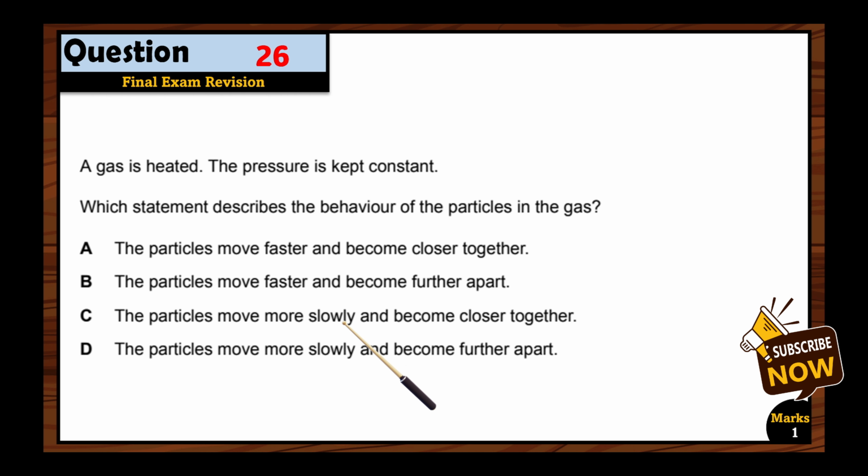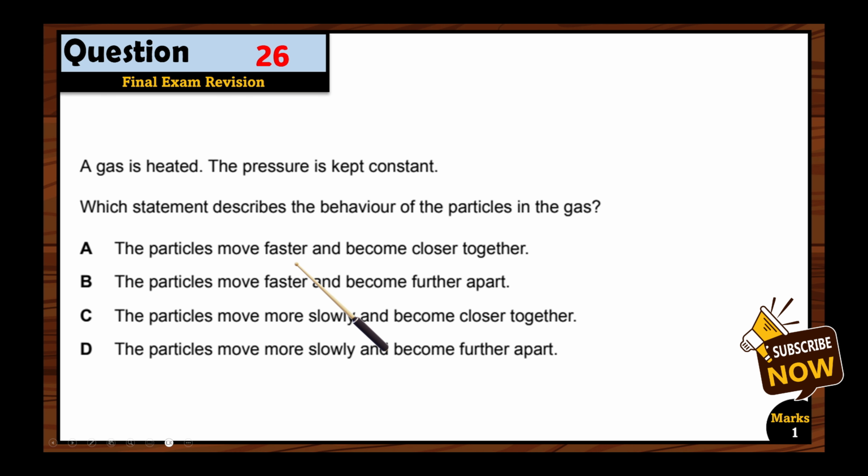Let's see question number 26. A gas is heated, the pressure is kept constant. Which statement describes the behavior of the particles in the gas? So we have heated a gas and the pressure is kept constant, right? Of course, the gas is heated, so the particles will move faster. The particles will move faster. Yes, that is right. The particles will move slowly. That is wrong. So it means option A or B can be right.